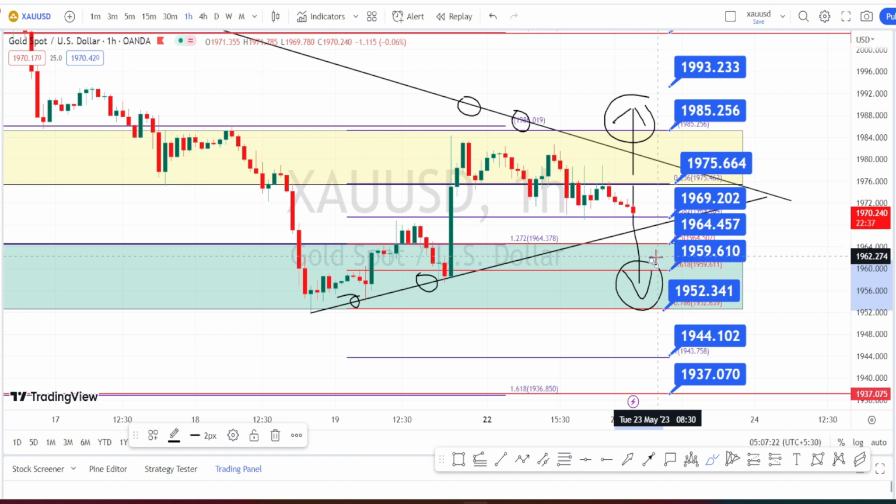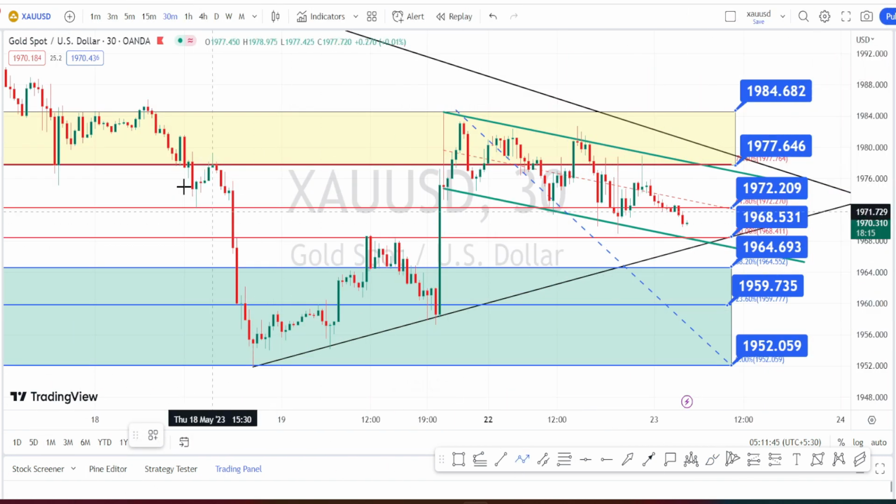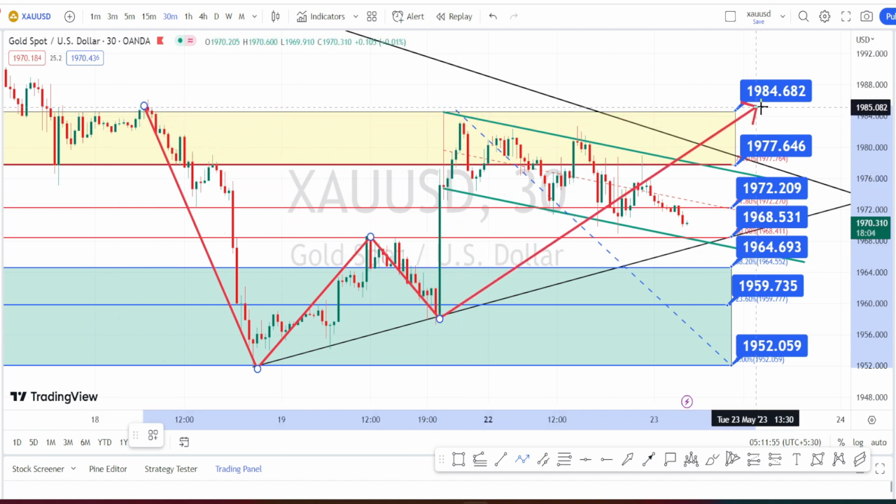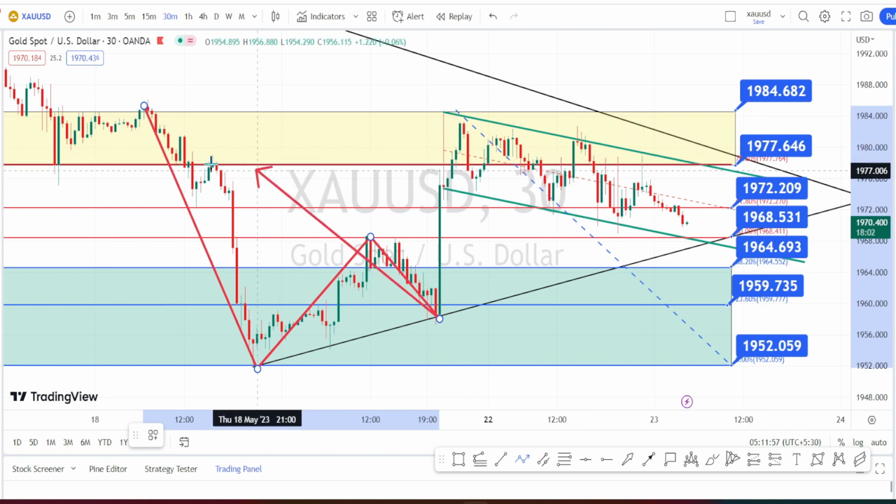Let us mark the support and resistance levels for 30 minutes time frame. I'm in 30 minutes time frame, and when we look at the price action in 30 minutes time frame, we can clearly notice that it has made a double bottom pattern and it has bounced back to retest on the previous resistance level from where it made a bearish side retracement.